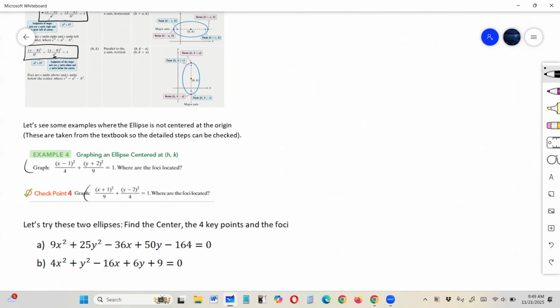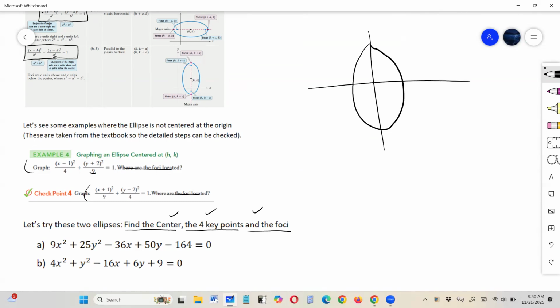So now just keep in mind that the questions that we have to practice are the ones where we have to find the center, the four key points, and the foci, okay? So your textbook is only asking for the foci, but we have to find all of these things. So let's do the first case. In the first case, I noticed that the denominator on the y is bigger. So the ellipse is sitting on the y-axis. That is its major axis.